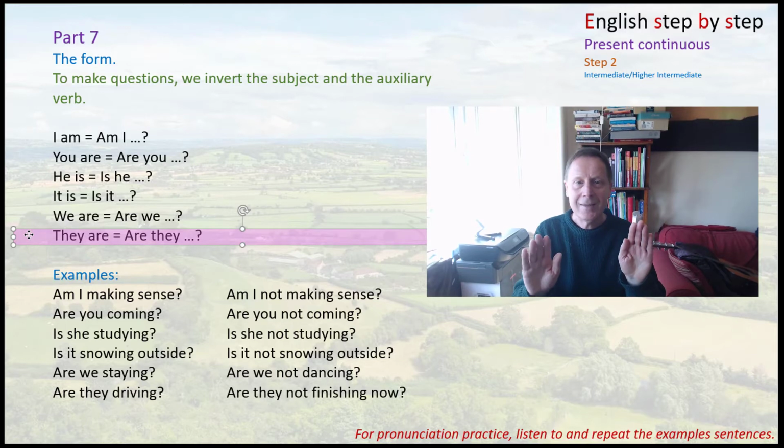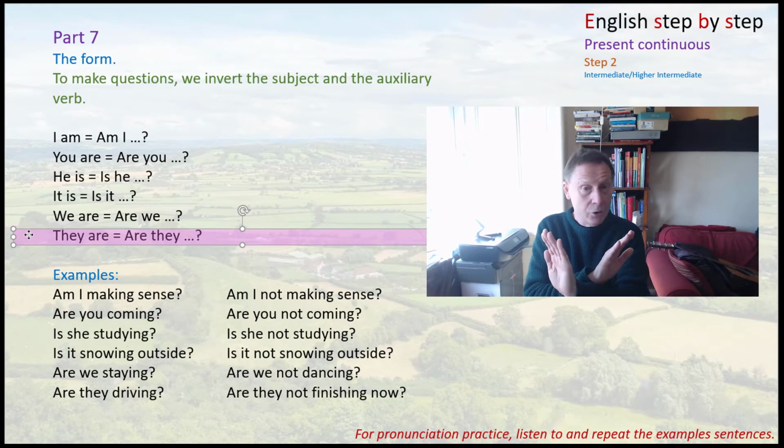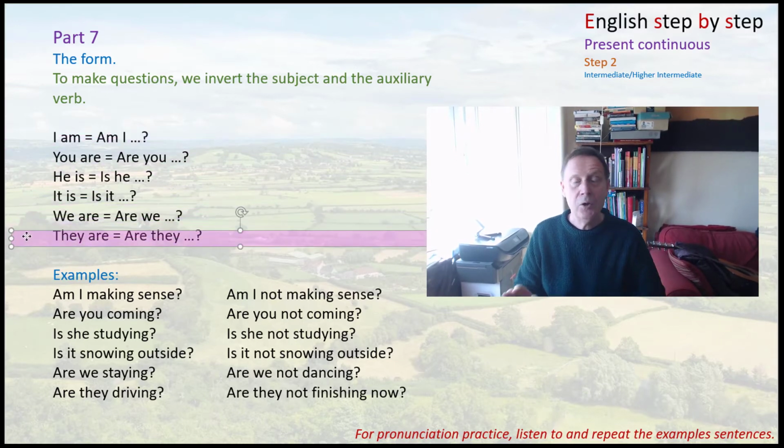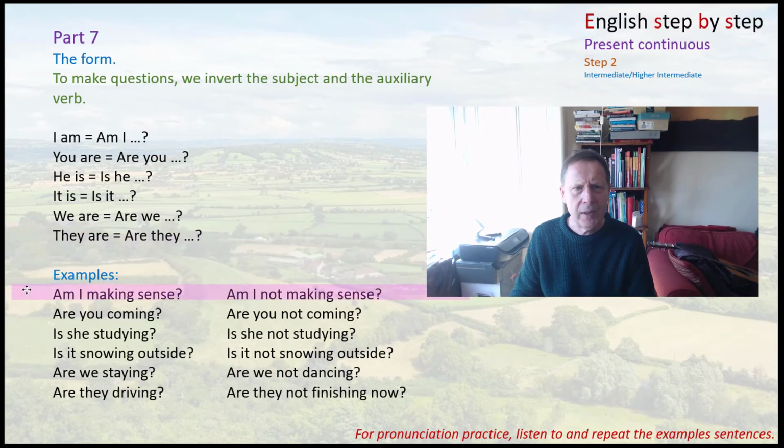And also with things. The car is, is the car? The bus is, is the bus? Or the shops are, are the shops? So, in these examples we can see pronouns. But you can also use the inversion with other words. Let's look at some examples here.